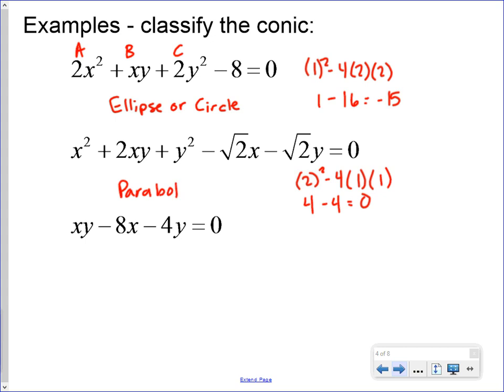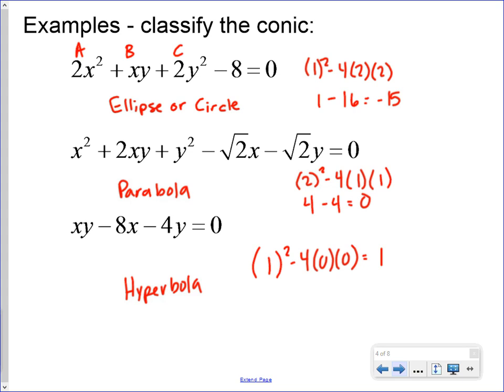And then something that can kind of throw some people off is if they saw this last equation, xy minus 8x minus 4y equals 0, they might think, well, that's not a conic section that I know because it doesn't have x squared and y squared, right? But this is something different because of the bxy that throws everything out. And all that means in this problem is our b value is 1, a and c must be 0. So we would still do 1 squared minus 4 times 0 times 0, which is going to be just 1, so it's a hyperbola. So don't let that throw you off if the general form does not have x squared and y squared. Eventually it will when we rewrite the equation today. But right now that's considered a hyperbola.